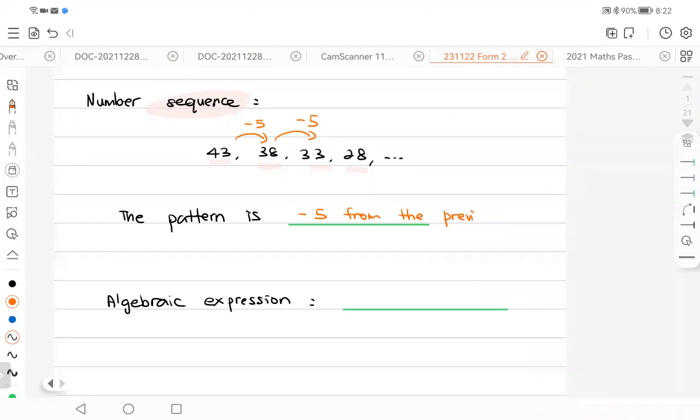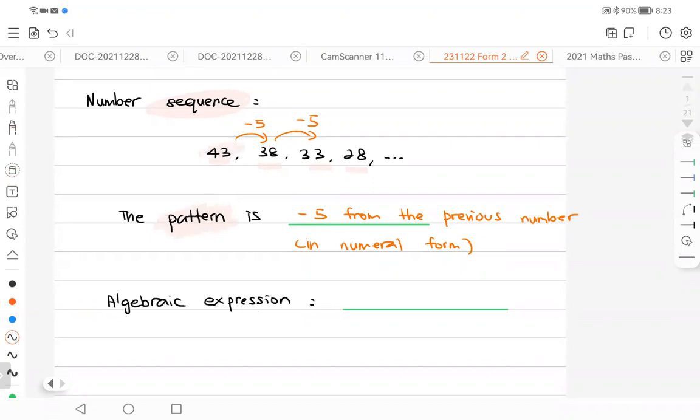So make it in a sentence. Unless they are asking the pattern is what in numeral form, numeral means number, then you can straight away write -5. If you look at the questions, they give you fill in the blank, so you make it in sentence form. So make it complete: the pattern is subtract 5 from the previous number. Okay, so that is what we explain in pattern.